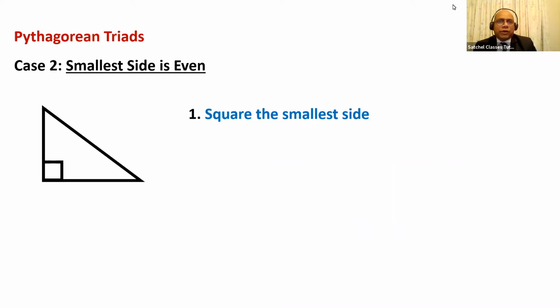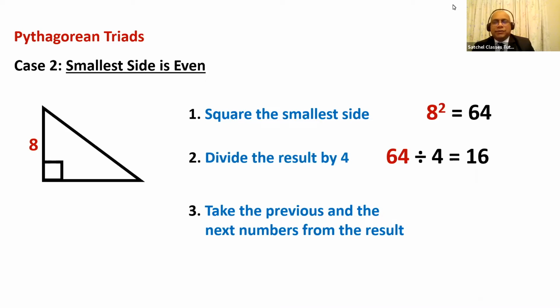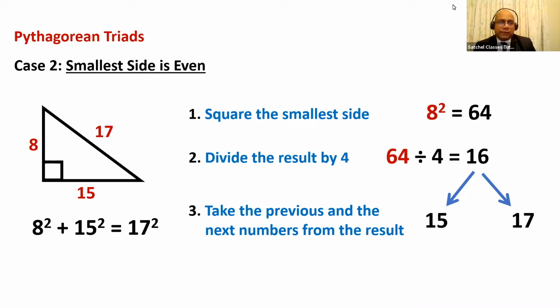What if the smallest side was 8? So let's do that. 8 squared is 64. Because 8 is an even number, we need that additional second step. Divide the result by 4. So 64 divided by 4 is 16. Then you take the previous number to 16 and the next number to 16. So we have 15 and 17. So 8, 15, 17, which is a triad we are familiar with, right? 8, 15, 17 is something which we drew. Remember, 8 squared plus 15 squared is 17 squared.